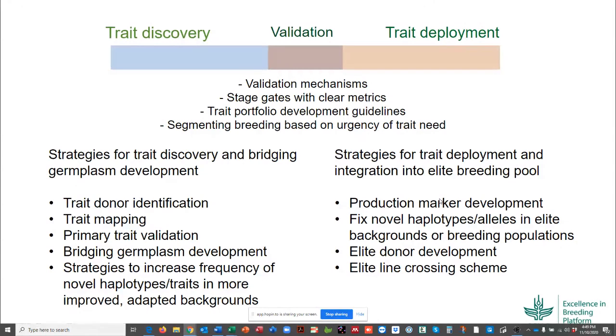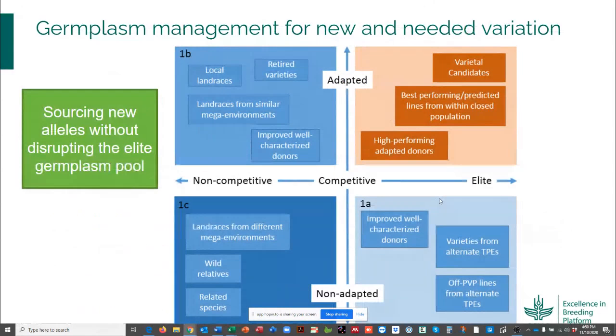Thanks, Eduardo. Okay, so this is the space that we're talking about. And in a similar way to the main chunk of the breeding program, as Eduardo articulated, we want to try and look at how we best separate different functions to improve the production of targeted germplasm. So when we think about germplasm management, we're talking about needed variation into the new germplasm pools. So really sourcing alleles without interrupting the rest of the elite breeding pool.